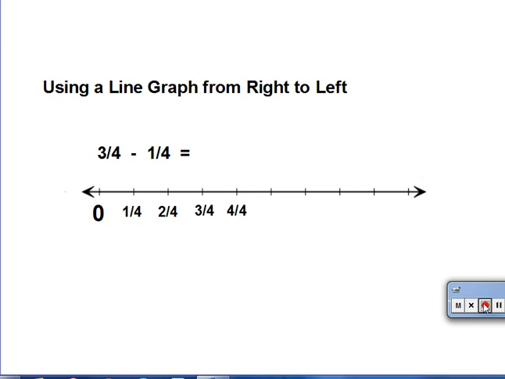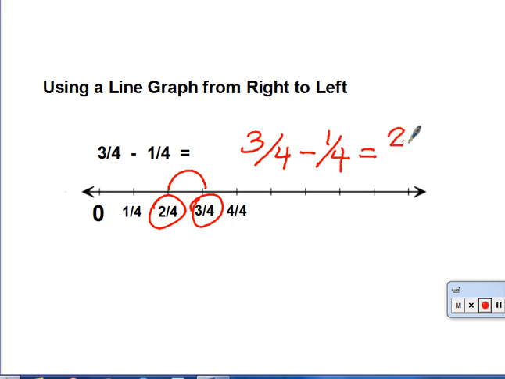Let's see if you can find the difference for this subtraction problem using a number line. Pause this video and try it for yourself. Hi, welcome back. Are you ready to see if you were correct? If you circled 3/4 and went back one space, your answer should have been 2/4, because 3/4 minus 1/4 equals 2/4. Congratulations, boys and girls.